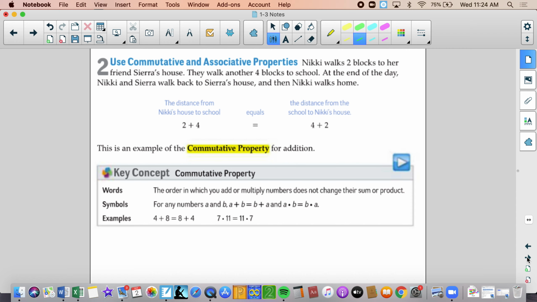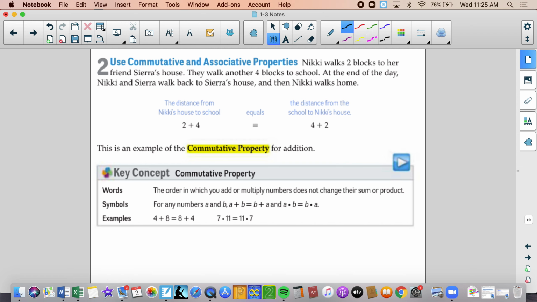Sorry, I lost my train of thought right there. The distance from Nikki's house is 2 plus 4, right? 2 blocks, and then another 4 blocks. And the distance from school to Nikki's house is 4 blocks and then 2 blocks. So the commutative property of addition tells us that it doesn't matter if we add 2 plus 4 or 4 plus 2, those are going to be the same.